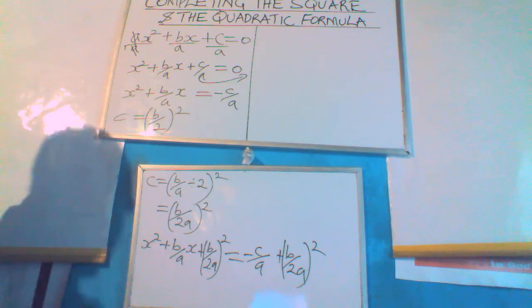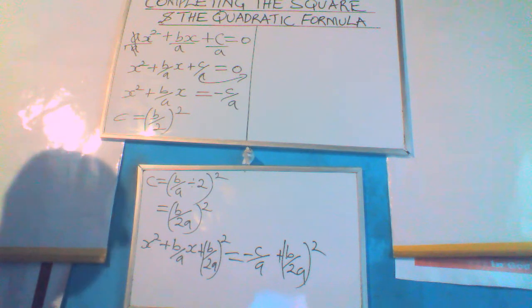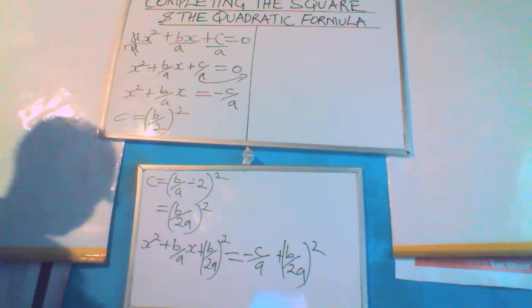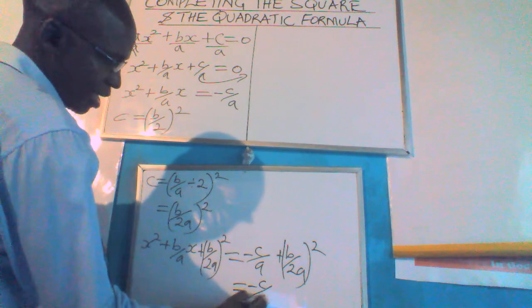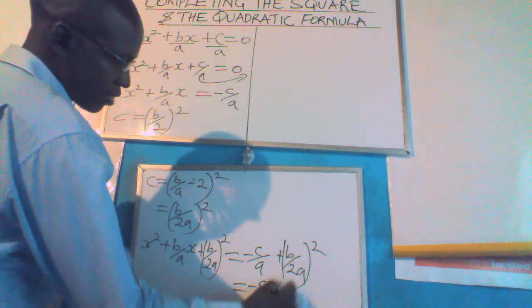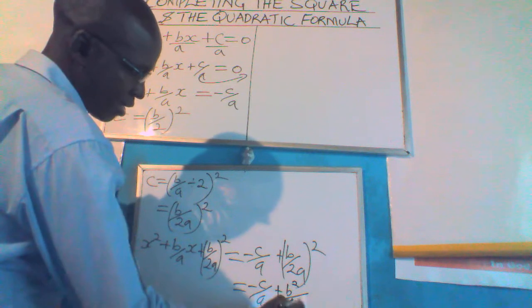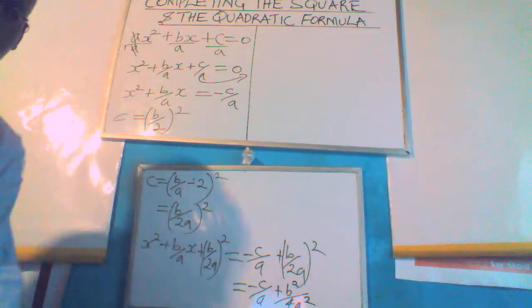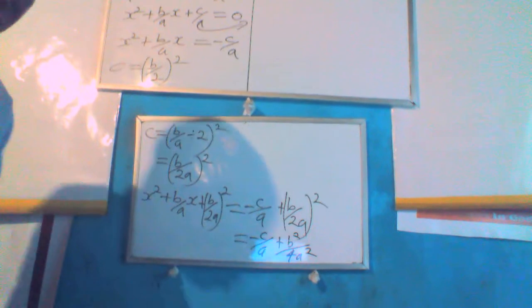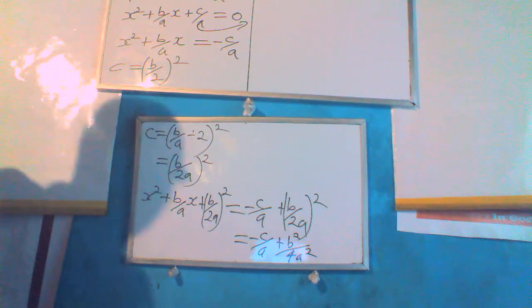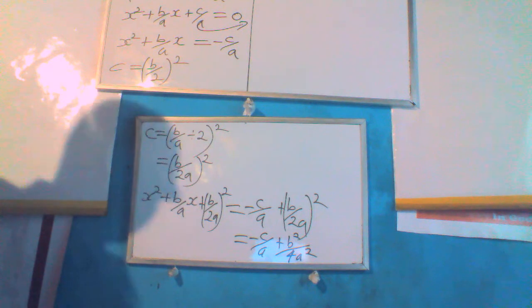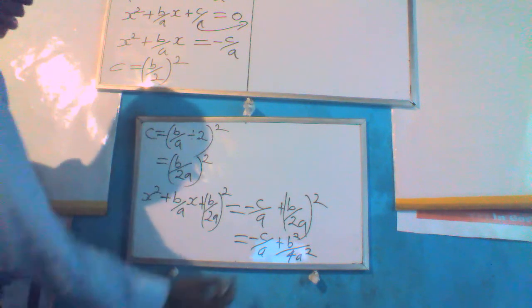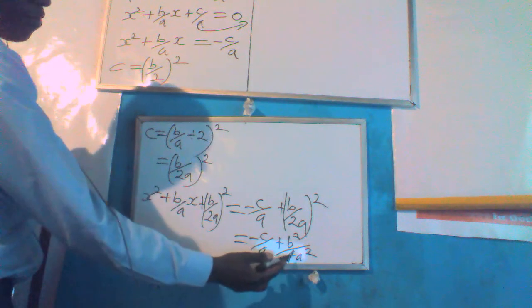What is the next step? The next step would be to simplify the expression on the right hand side. On the right hand side, when you open the brackets, you will find that this is equivalent to minus c over a plus b squared all over 4a squared. Now, given that is the expression on the right hand side, we are now going to finalize the expression by simplifying the a and 4a squared.